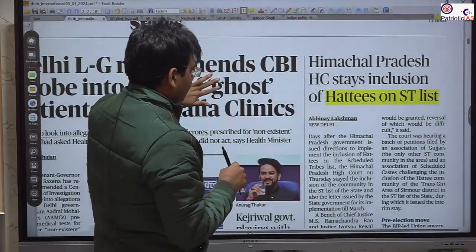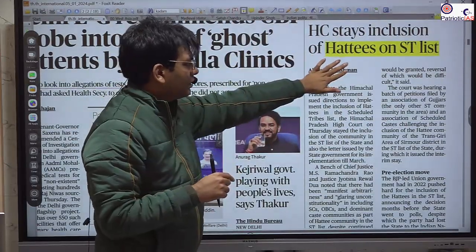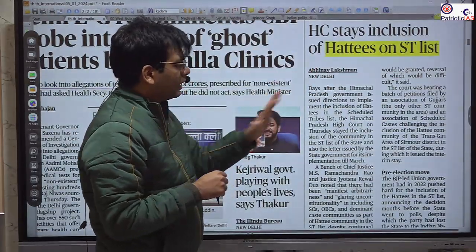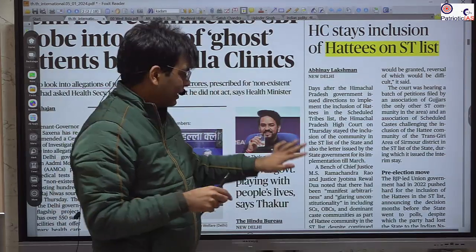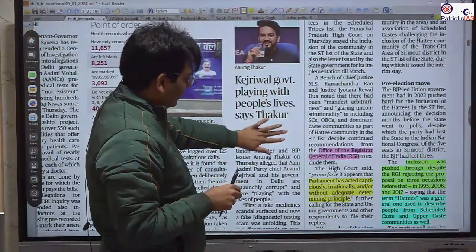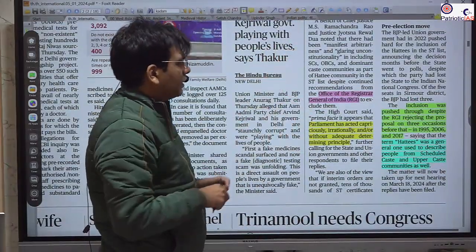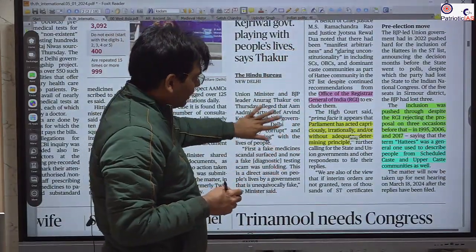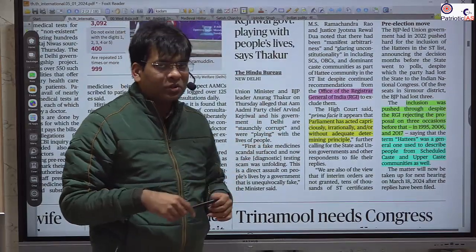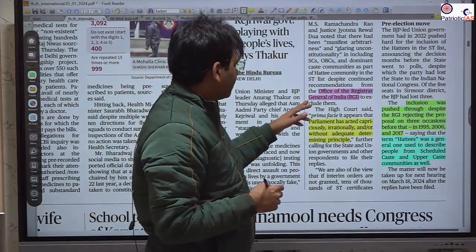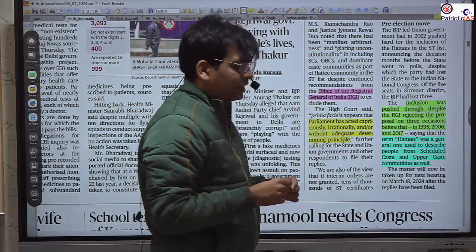The next important news is that the Hattee communities have been included under the ST list. You must know that the ST list is decided by the Union government and the Parliament, and the implementation is done by the state government. And before inclusion, the government always takes the suggestion of the Office of the Registrar General of India.